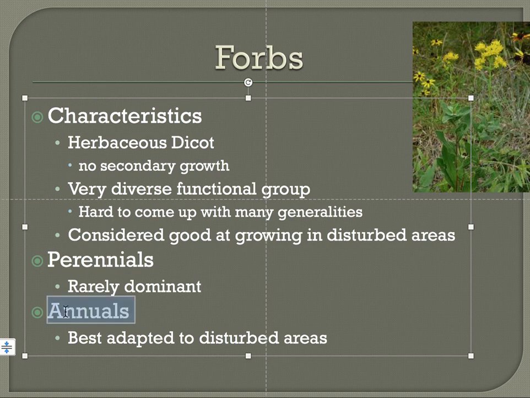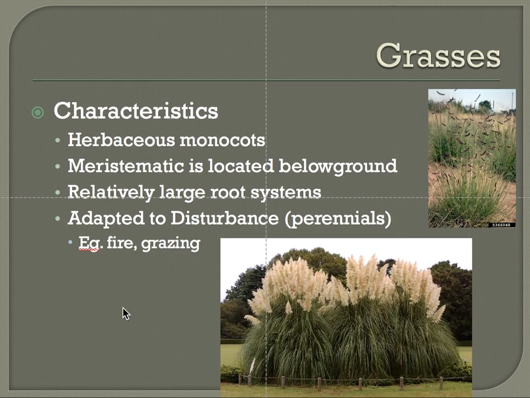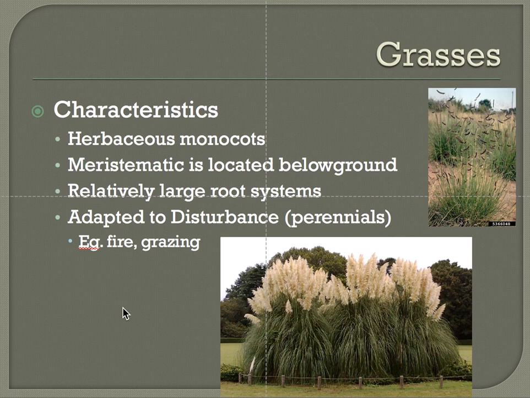And annual forbs are the ones that we really think of as being great at adapting, or being adapted, to disturbed areas. All right, so that's forb. We've talked about this monocot-dicot difference. So forbs are herbaceous dicots, grasses are herbaceous monocots. So they kind of have that different evolutionary pathway, so they can function very differently from the dicots.